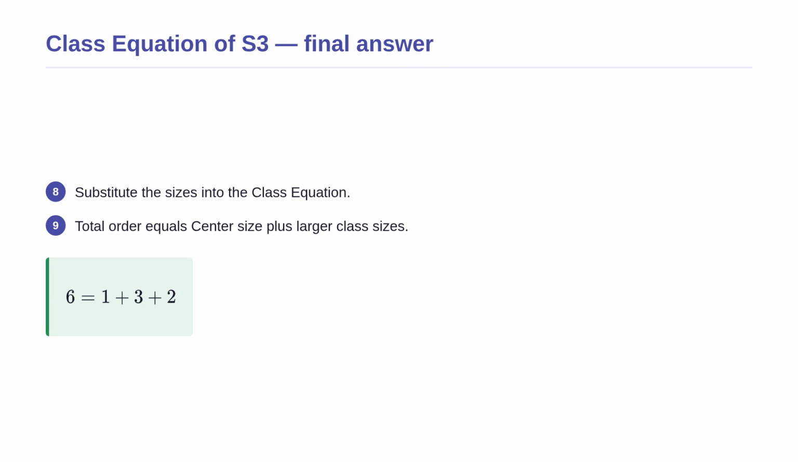Let us put it all together for S3. We substitute the size of the center, which is 1, and the sizes of our 2 larger classes, which are 3 and 2, into the class equation. Adding them up, 1 plus 3 plus 2 equals 6, which perfectly matches our total group order.